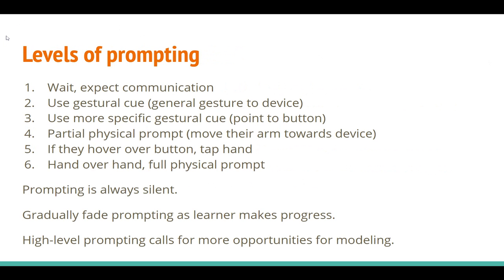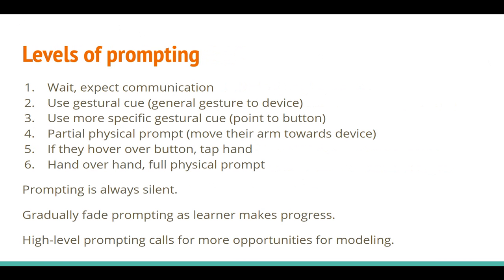Here are the 6 levels of prompting. So the first level is to wait and expect communication. The second level is to use a gestural cue, like a general gesture to the device. The third level is to use more specific gestural cues, such as pointing to the button.